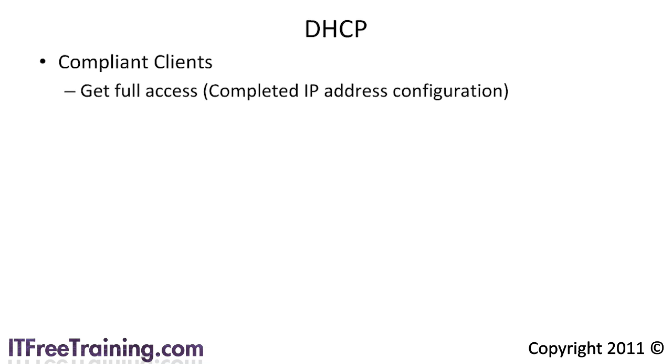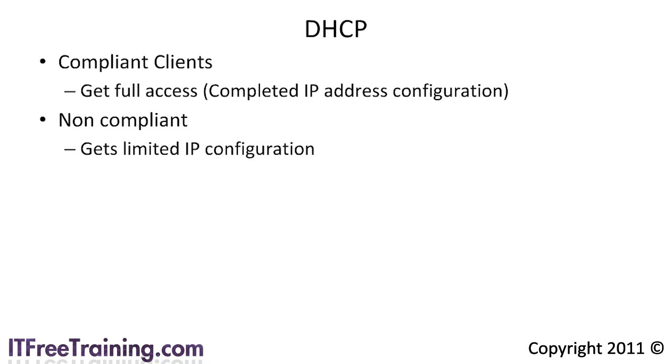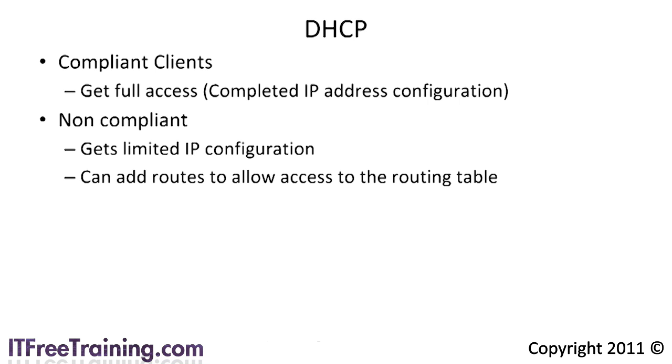When a client connects to the network, if they are compliant, they will get full IP configuration and access to the network. If the computer is not compliant, you have the option to give the client limited IP configuration. When this occurs, you can add entries to the client routing table so it can access computers on the network. For example, a remediation server.